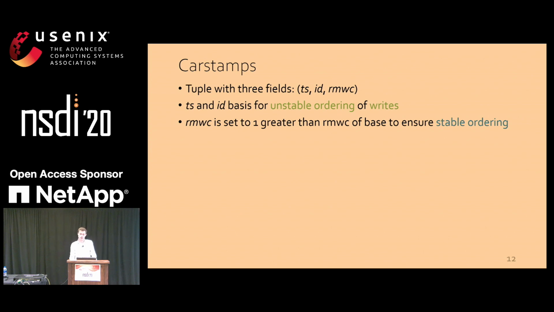Carstamps are instantiated as a tuple with 3 fields that are compared lexicographically. The logical timestamp TS and coordinator ID can be used by a shared register protocol to form an unstable ordering of writes. The read-modify-write counter, RMWC, can be used by a consensus protocol to stably order read-modify-writes with respect to their base. And in order to do this correctly, the RMWC of a read-modify-write must be set to exactly 1 greater than the RMWC of its base. In enforcing this, a read-modify-write's Carstamp will always immediately follow its base's Carstamp in the lexicographical order, no matter how the TS and ID fields are set by the shared register protocol.